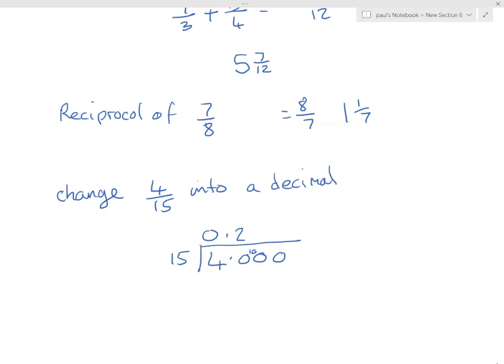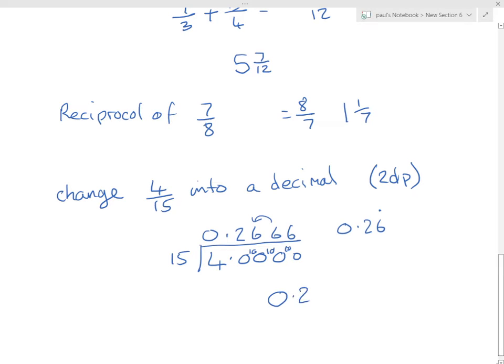15s into 100 go 6, because 6 15s are 90. So I've still got 10 left over. 6, 10 left over, 6. Oh, it's 0.26 recurring. Now, if they wanted you to put it to 2 decimal places, as they so often do, then this is going to be the first decimal place, the second decimal place, the third decimal place. So we add 1 back on, so it will be 0.27 to 2 decimal places.